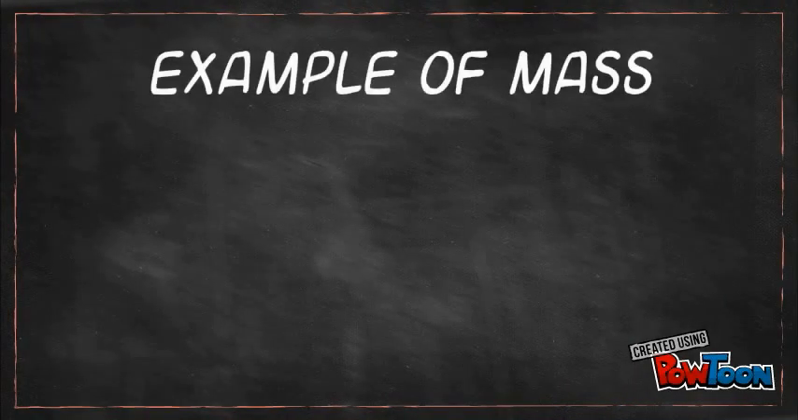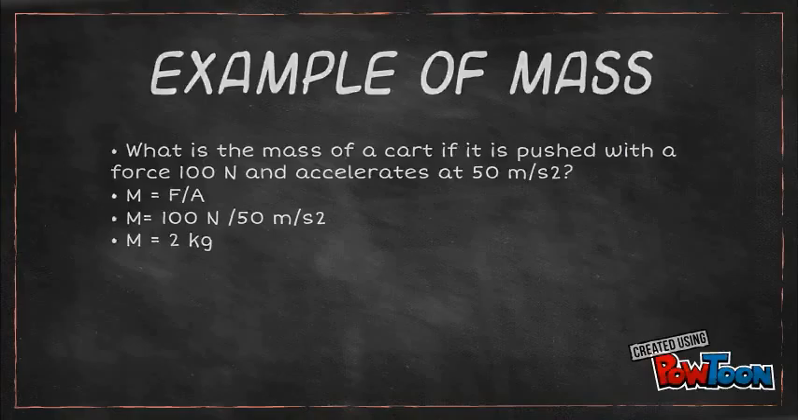F equals 21 newtons. Example of mass: what is the mass of a car if it is pushed with a force of 100 newtons and accelerates at 50 meters per second squared? M equals F over A. M equals 100 newtons divided by 50 meters per second squared. M equals 2 kilograms.